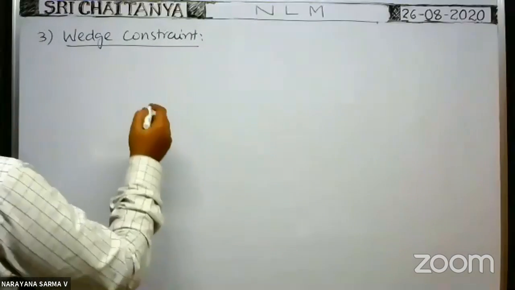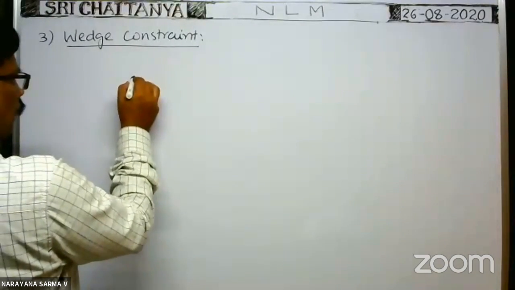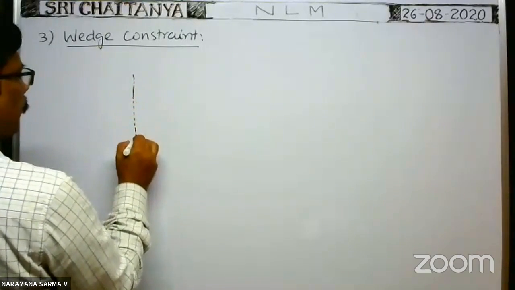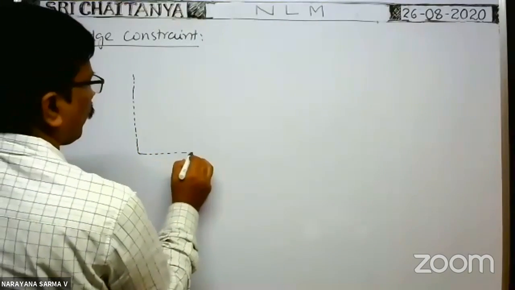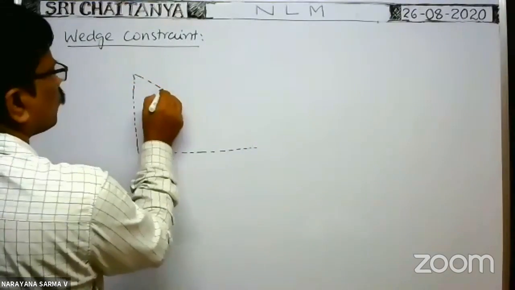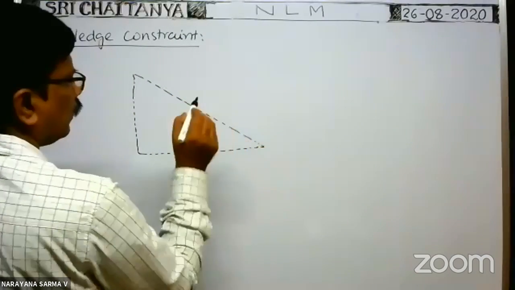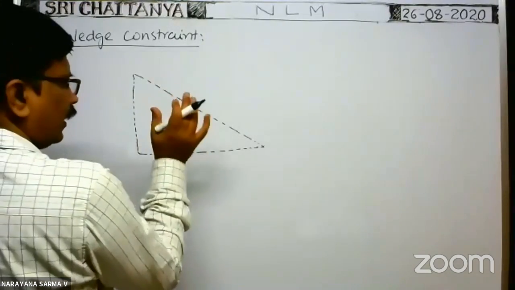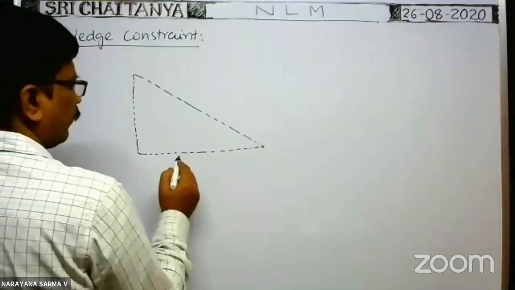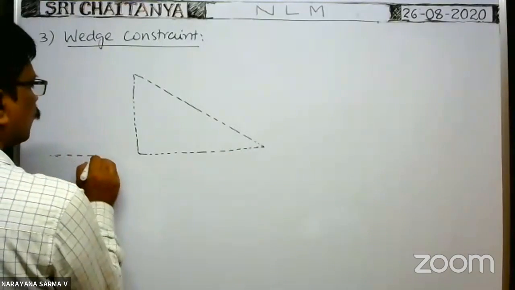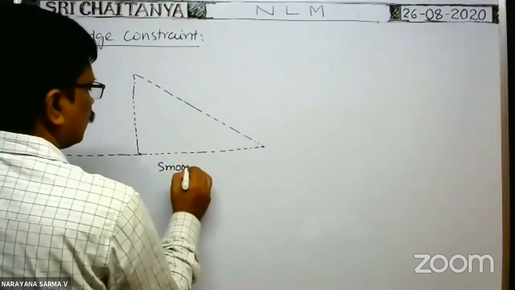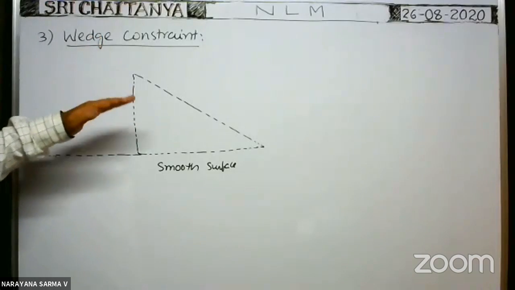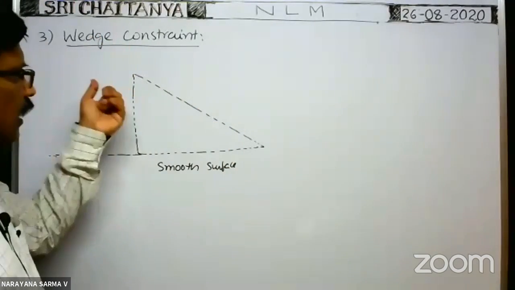So here, suppose initially there is a block, there is a wedge. Initially there is a wedge. Smooth wedge. Here this is the initial position of the wedge. Initially the wedge is here, it is kept on the smooth horizontal surface. Every surface of the wedge is also smooth.